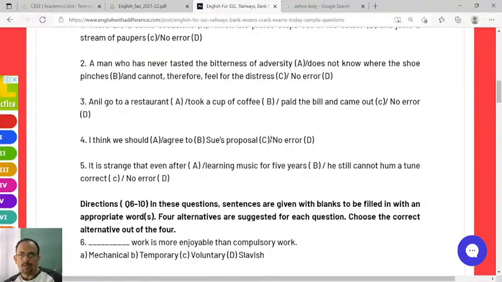And let me tell you the meaning of where the shoe pinches. Where the shoe pinches means where the problem lies. Okay, if I say I don't know, students, where the shoe pinches, it means I don't know where there is a problem, right? So where the shoe pinches is an idiom which means where the problem lies. Okay, so now you tell me in which part is the error? Is it in part A or B or C or D, that is no error? Which one do you think is the correct answer? Okay. Tell me, dear students, I'm waiting for your response.